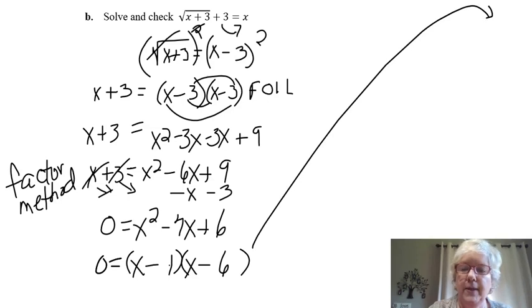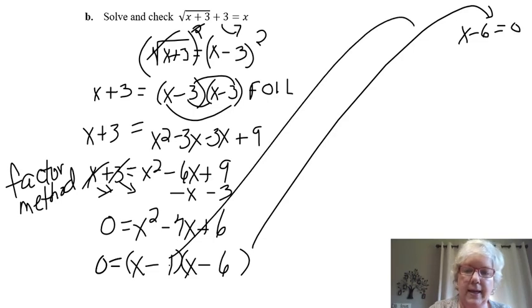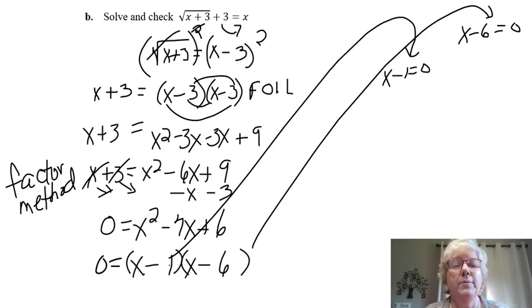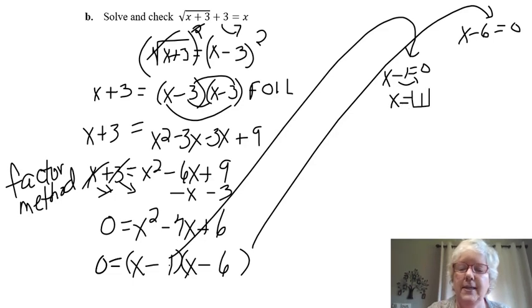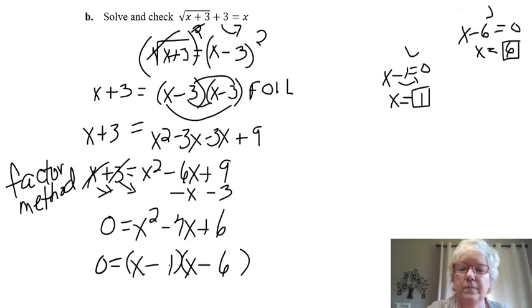Let me move up here. I have x minus 6 equals 0. And I have x minus 1 equals 0. You can probably see the answer right off the bat. If I move the 1 over, that's going to give me x equals positive 1 as an answer. If I move that negative 6 over, that's going to give me x equals positive 6 as an answer. Now, it looks like I have two answers, but I have to check these in the original problem.